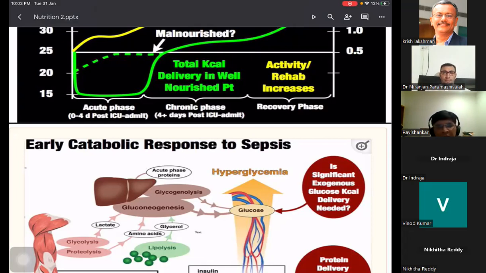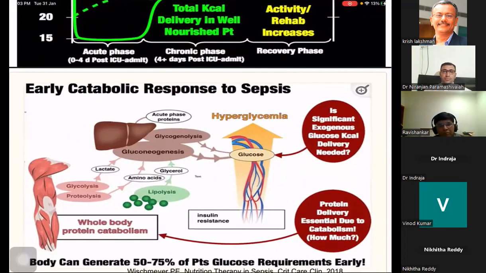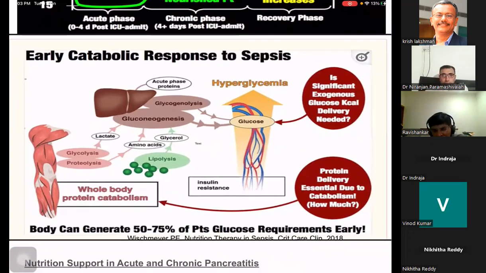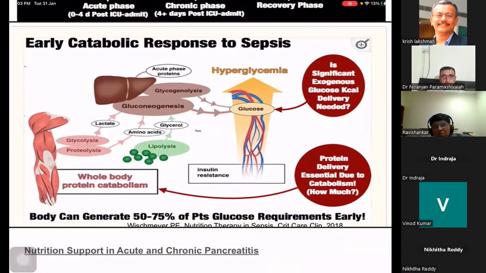In the acute phase, there is a catabolic response in which the body tries to provide sugars, converting proteins, fats, and glycogen into glucose. This leads to an excess of glucose, which cannot be used by the body because of sepsis. So it's better to advise providing fewer sugars as carbohydrates, and to provide high amounts of proteins and fats in the initial part of the time.